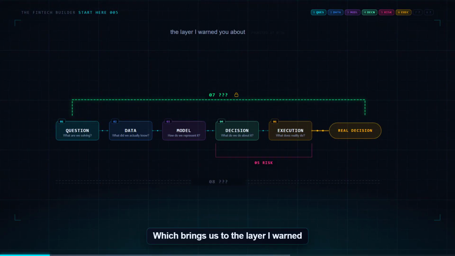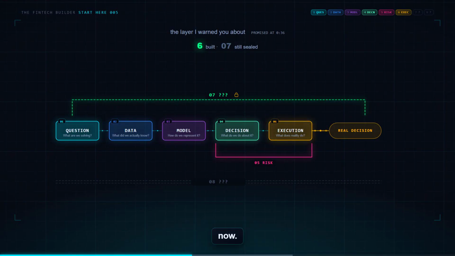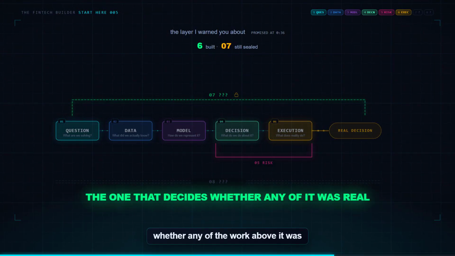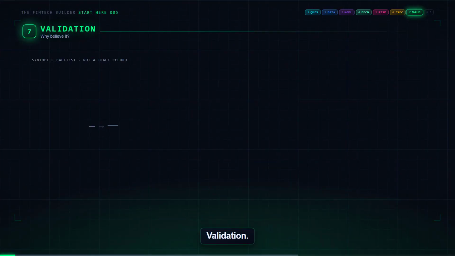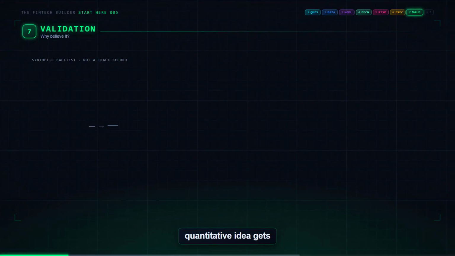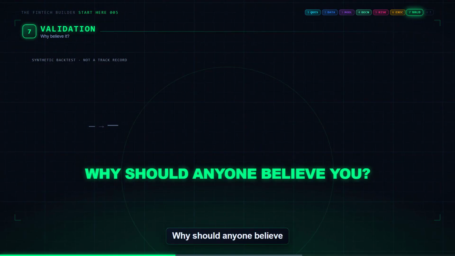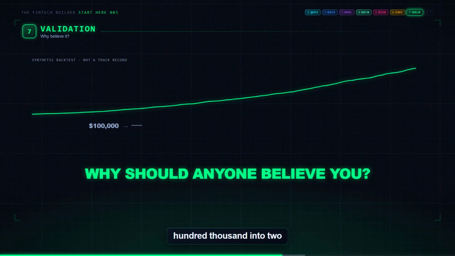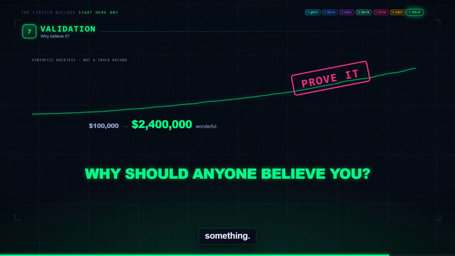Which brings us to the layer I warned you about at the very beginning. 6 of them are filled in now. One is still empty, and it is the one that decides whether any of the work above it was ever real. Validation. This is where a beautiful quantitative idea gets asked one very uncomfortable question. Why should anyone believe you? A backtest turned 100,000 into 2.4 million. Wonderful. Now prove that the result means something.